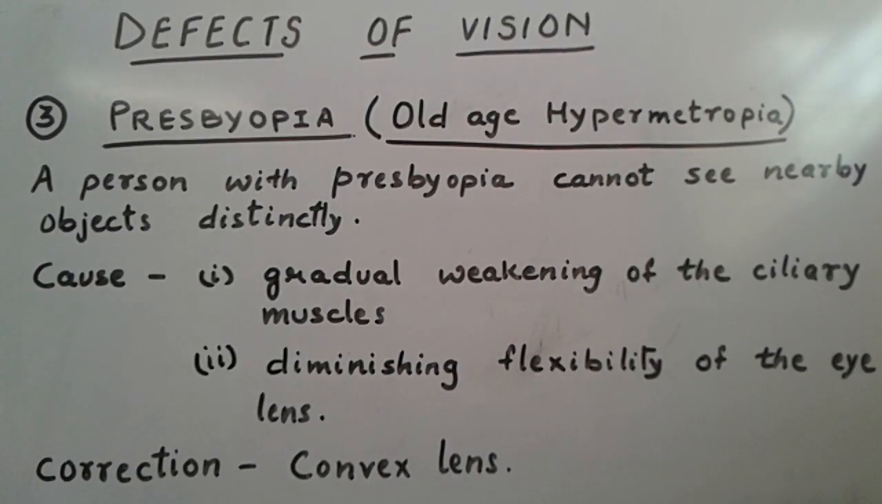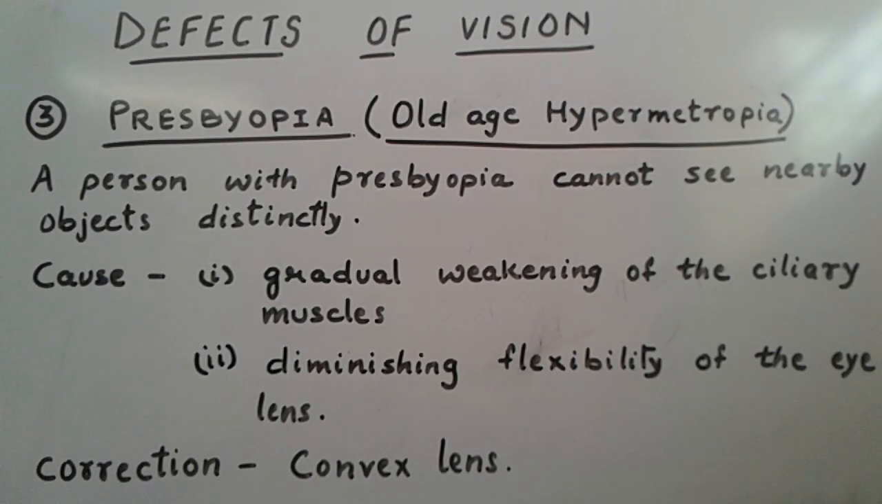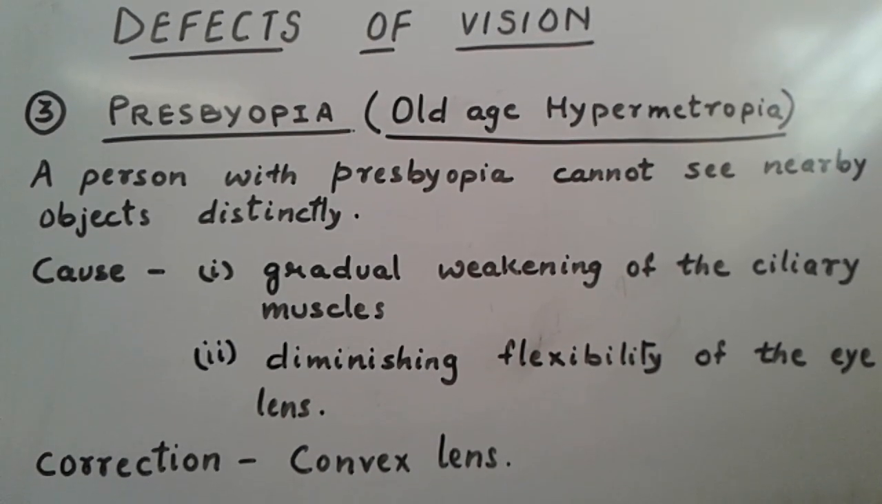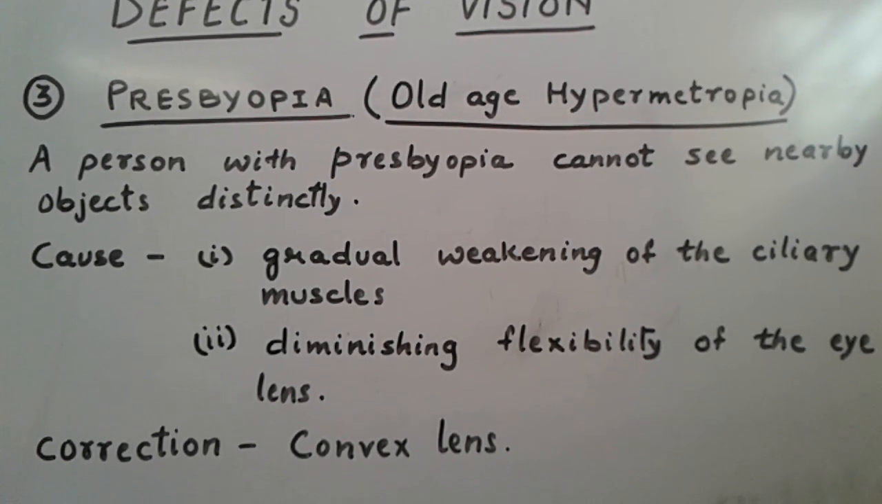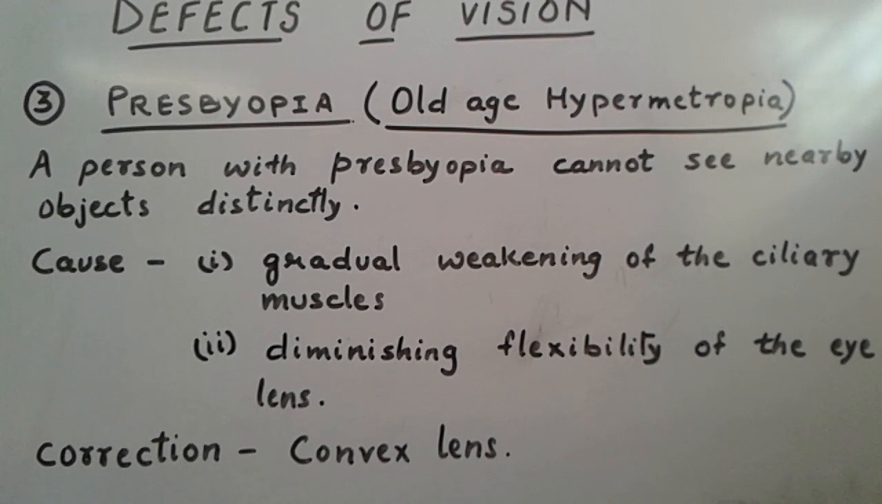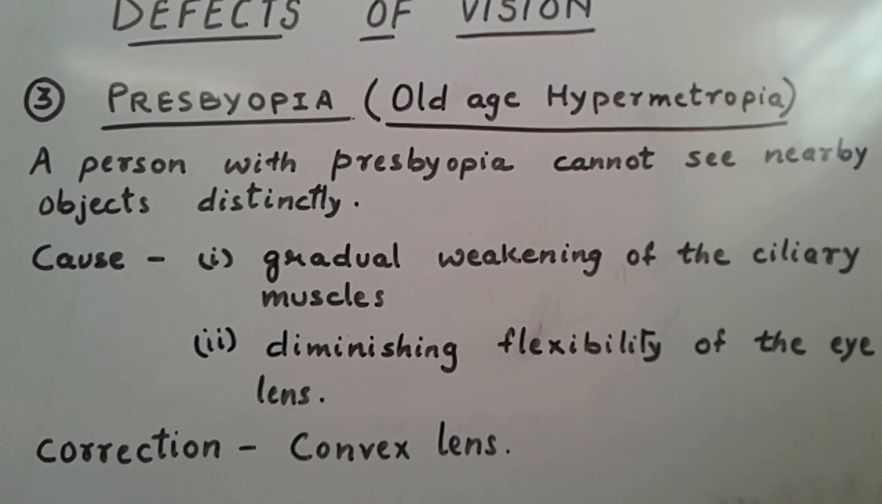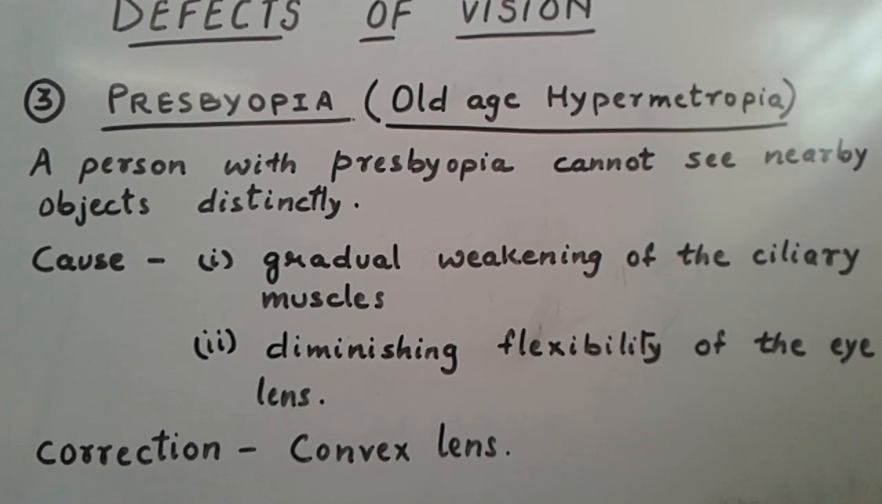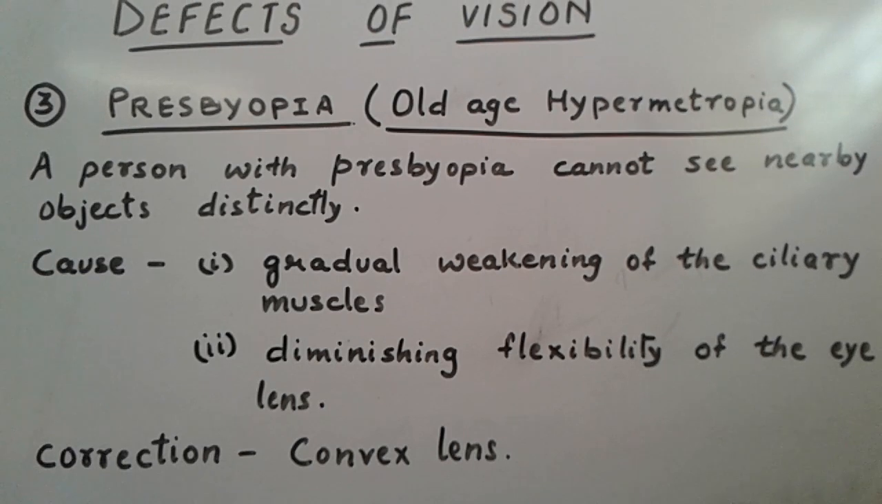This is the third defect, presbyopia, and this is the last defect which is given in the NCERT book. Another name of it is old age hypermetropia. Why do we say old age? Because this happens only at old age. Now you have just seen what is hypermetropia, and that was a near defect. The person is not able to see the near object clearly. The same happens in presbyopia also.